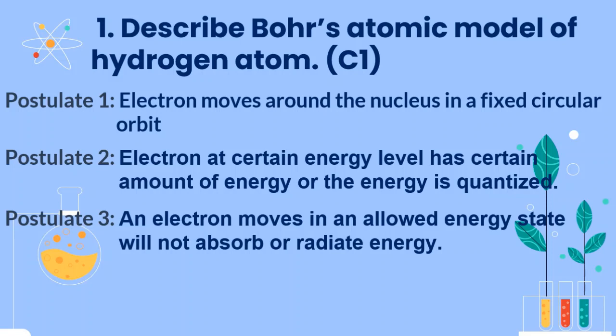And the third postulate is that an electron in an allowed energy state will not absorb or radiate energy. What does it mean by allowed energy state? Maksudnya elektron tu dia duduk in its own orbit. It doesn't move to other orbits. So if an electron stays in its own orbit, that means no change in energy will happen.